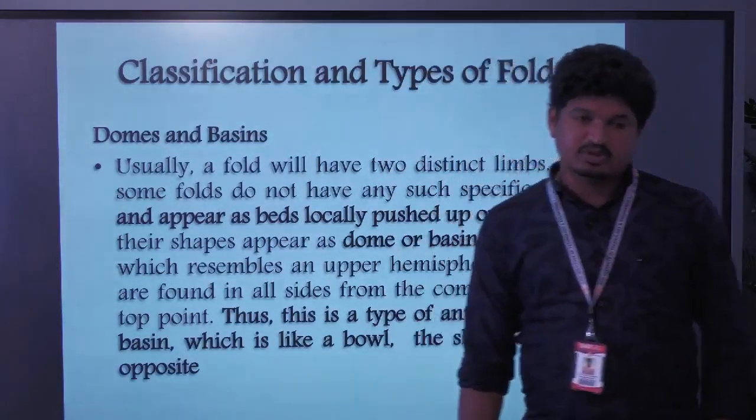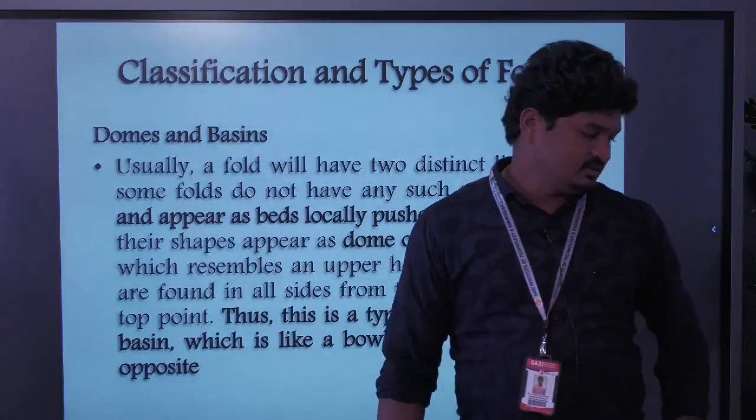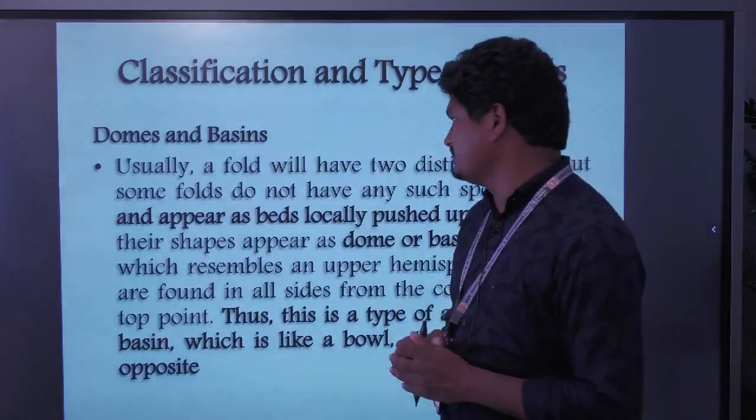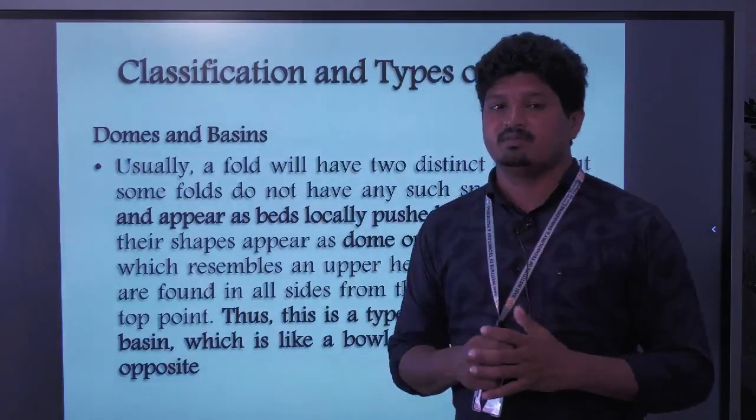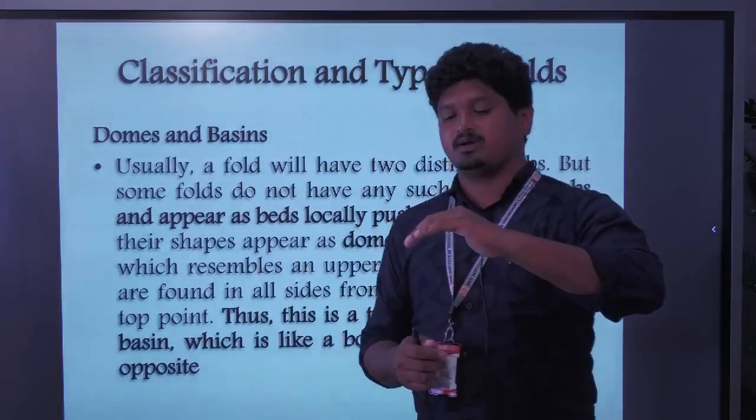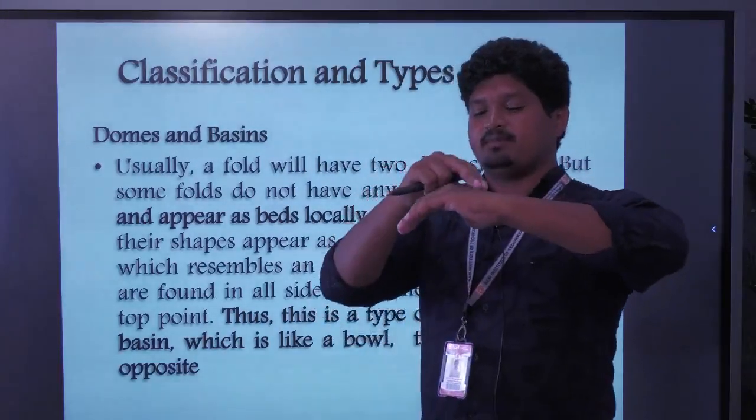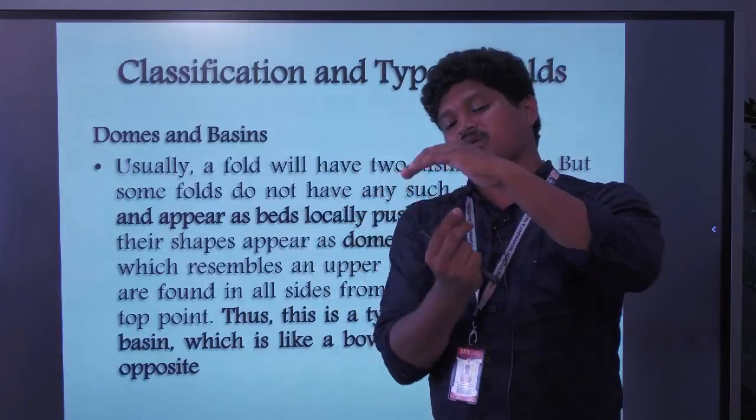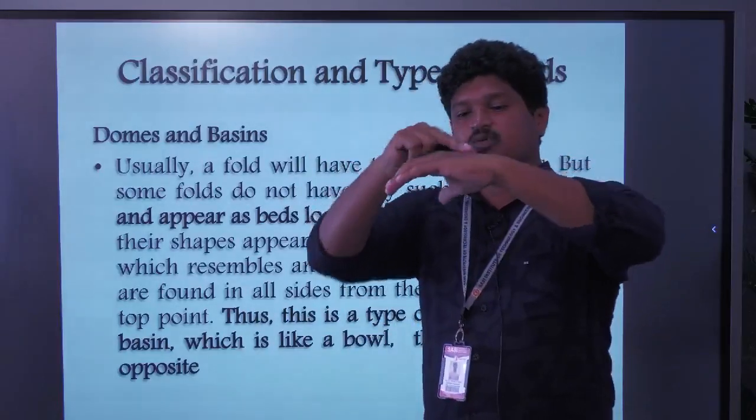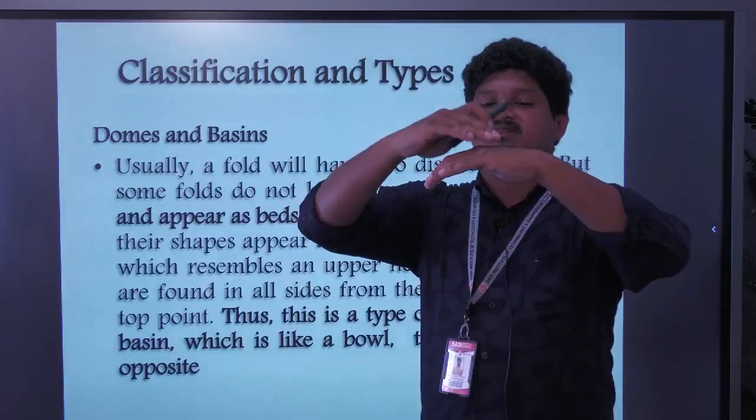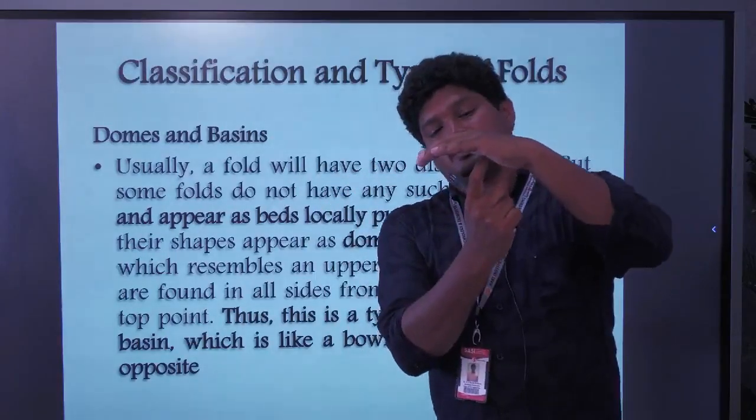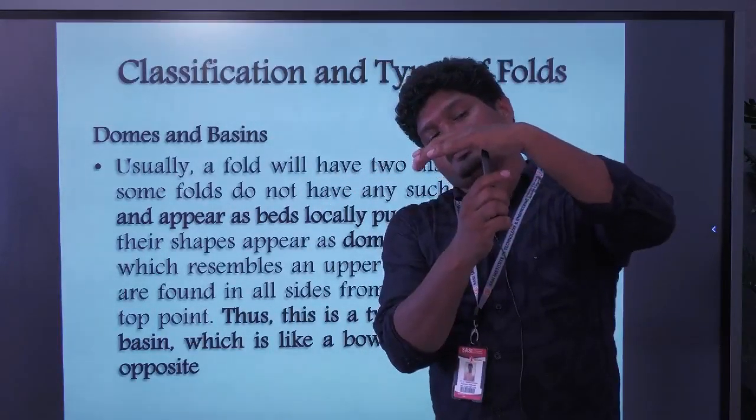Another important type is dome and basin. Domes and basins are two common features identified in different places. A dome is a cap-like structure. In a dome, the older beds will be formed in the center of the rock area. For example, this is the dome. In the upper projection, younger beds will be formed, and in the center point the older formation.